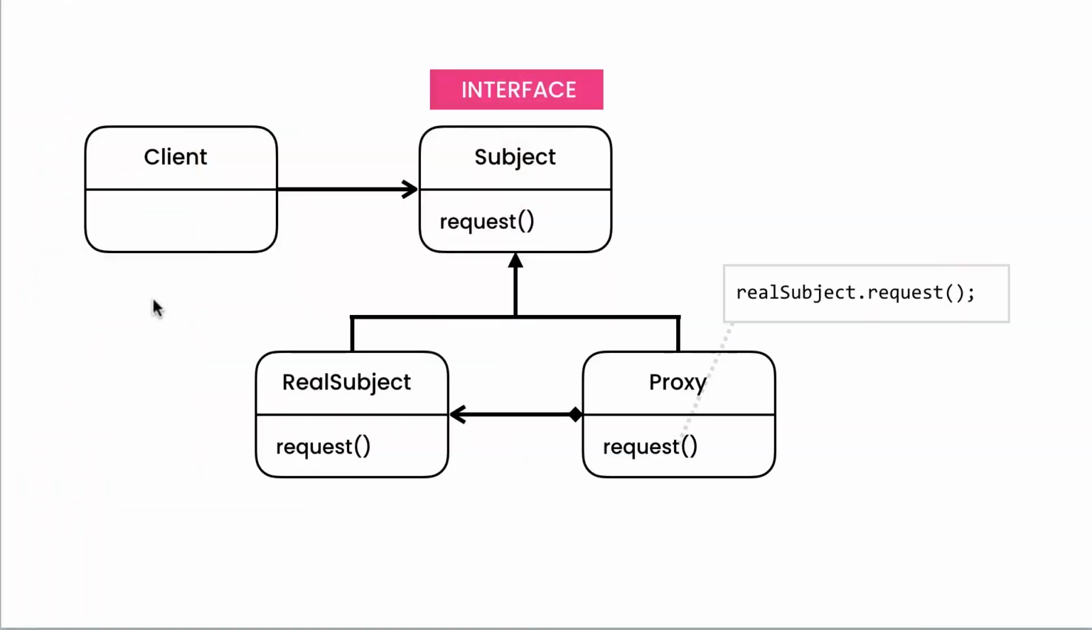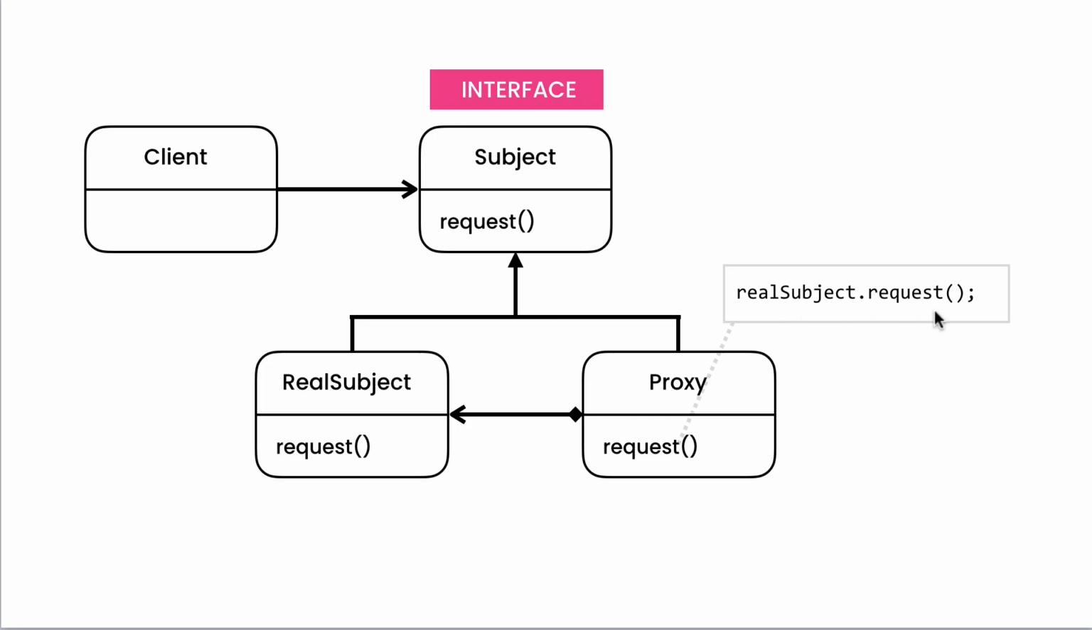Here's the classic structure of this pattern in the Gang of Four book. So we have this client class that is dependent on this subject interface. So the client is like our library and the subject is like our ebook. Here we have two different implementations of the subject. We have a real subject and a proxy. In this proxy class, we maintain a reference to this real subject. And in this request method, we simply forward this operation to the real subject. So we call real subject.request. This is the classic structure of this pattern.